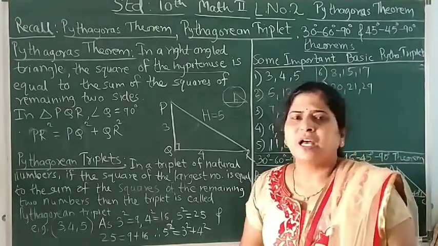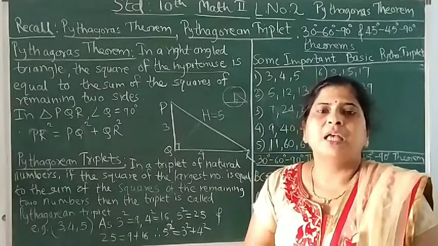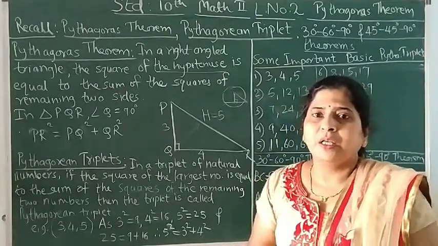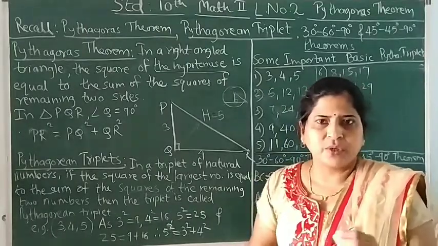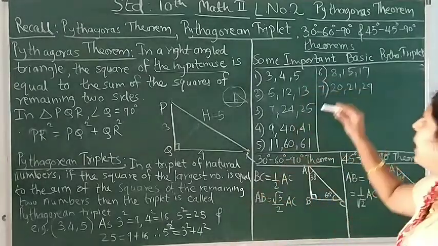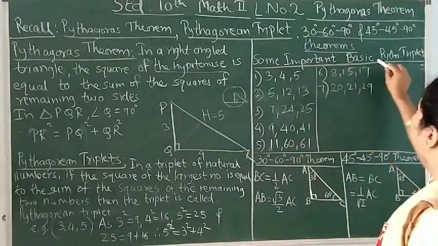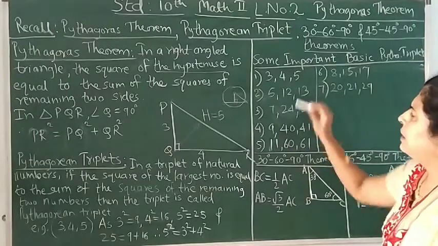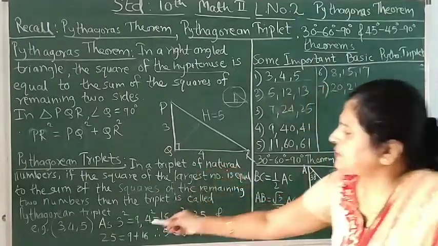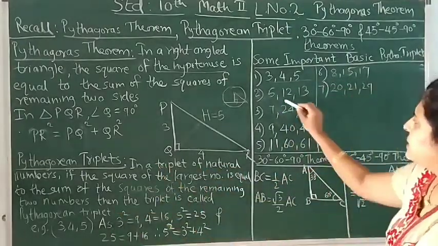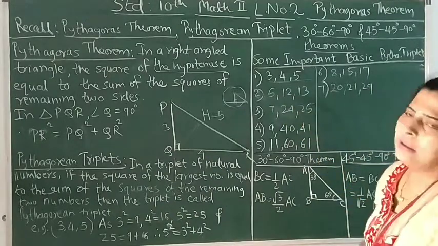But before that, as we know some tables, squares and cubes, if you know the triplets, it's very useful to you. So here I have written some important basic Pythagorean triplets. The first triplet is 3, 4, 5 as we have seen over here. The next triplet is 5, 12, 13.